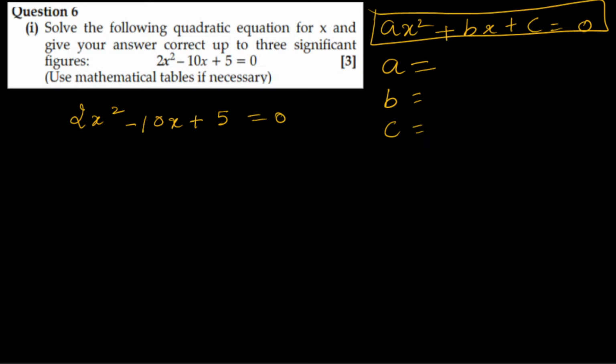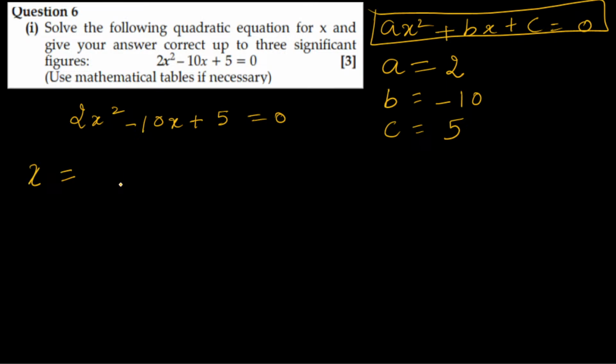A is 2. Yes, you can see x square's coefficient is 2. A is 2, B is minus 10, C is 5. Yes, so we got the values of A, B and C. Jayashree and Anika have given the answers. Good. So what is the quadratic formula?